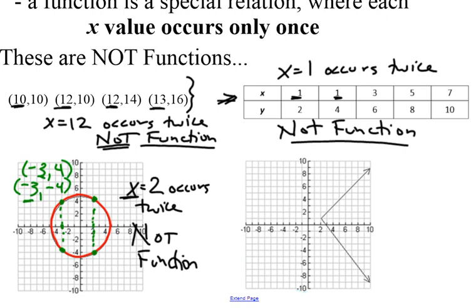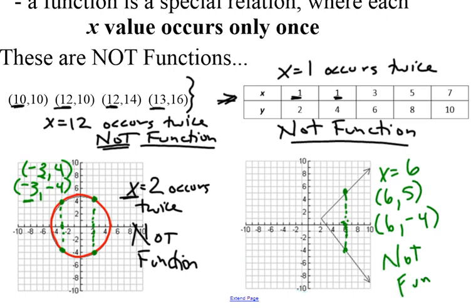And that exact same idea happens on this last one. At x equal to 6, we hit the graph there, and we hit the graph there. So if I did ordered pairs, when x equals 6, it occurs at 5 for a y value, but x equals 6 also occurs at negative 4 as a y value. Not a function because the x value occurs more than once.